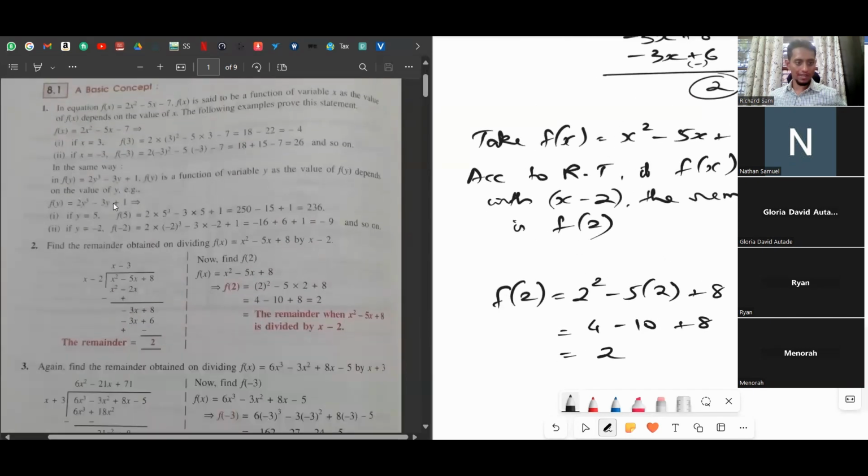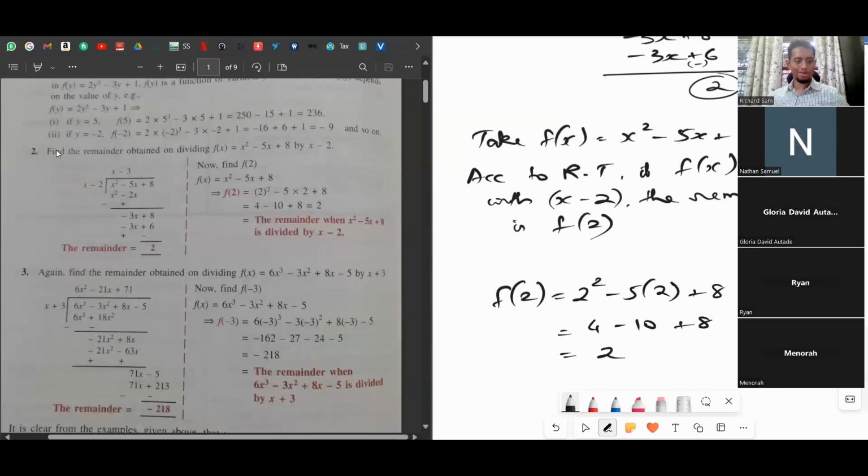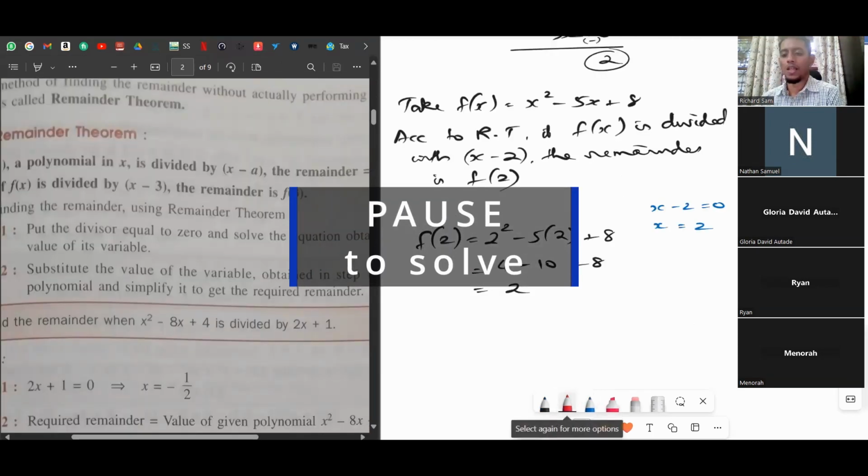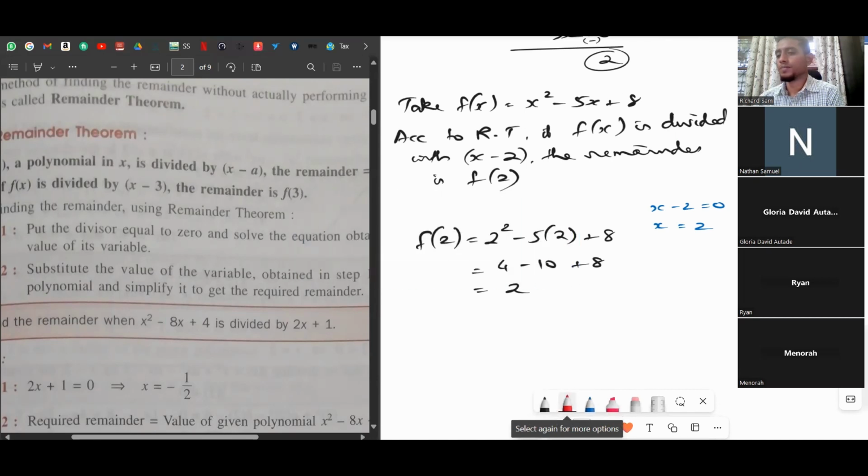Here's a question. Find the remainder obtained on dividing f of x is equal to x square minus 5x plus 8 by x minus 2. Write that question and then solve this. Let me ask you some questions. Now, in this question, when you're dividing f of x with x minus 2, what was the remainder? f of 2 was the remainder. All of you say that way. f of 2 was the remainder.